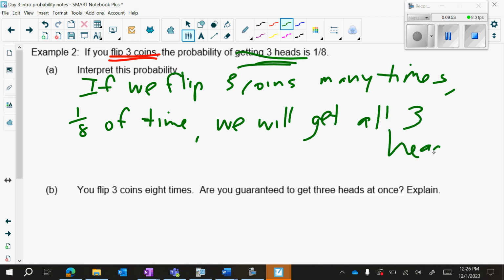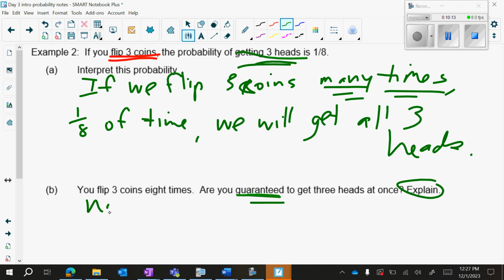Okay. You could actually make that a percent as well if you prefer. If we flip 3 coins many times, 1/8 of the time we will get all 3 of them heads. So can I guarantee that I'm going to get all 3 heads if I flip a coin 3 times? I'm hoping you're going to say no, it's not guaranteed, because this is a one trial scenario. In the short run, I might not get 3 heads, right? It's just in the long run, I should get 1 out of 8 times 3 heads.